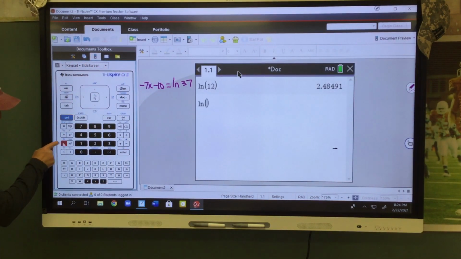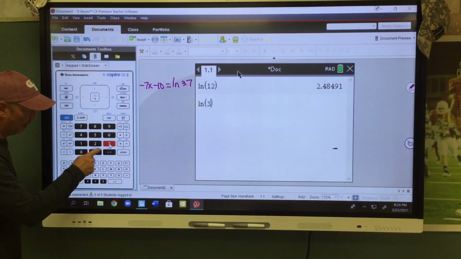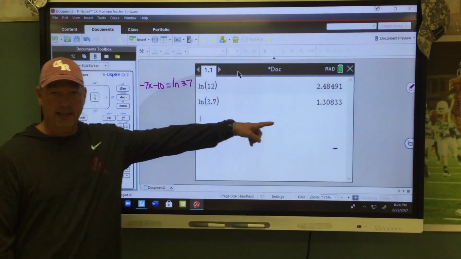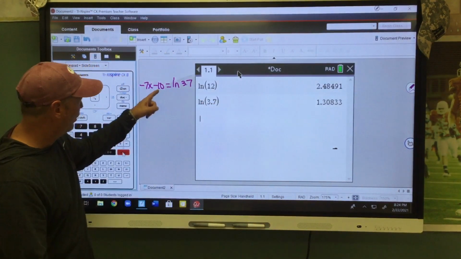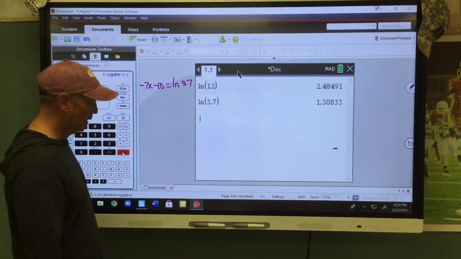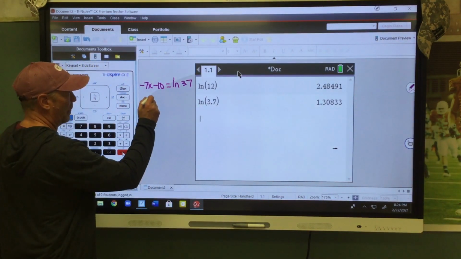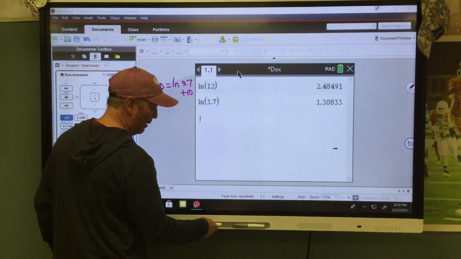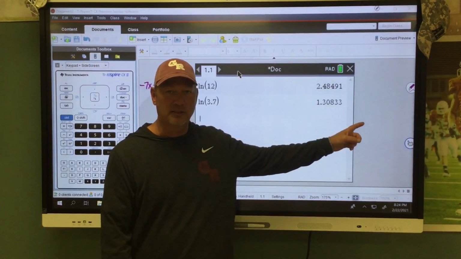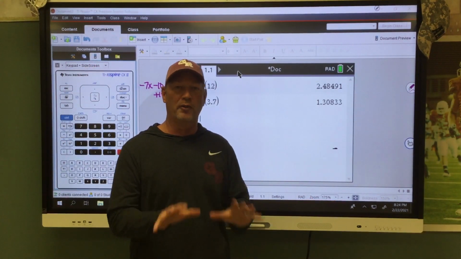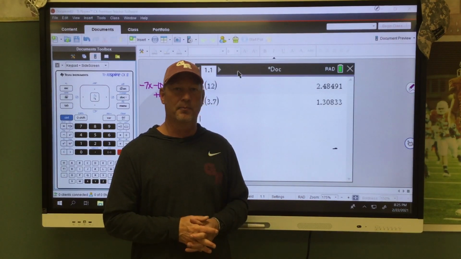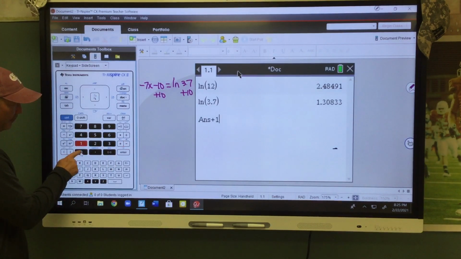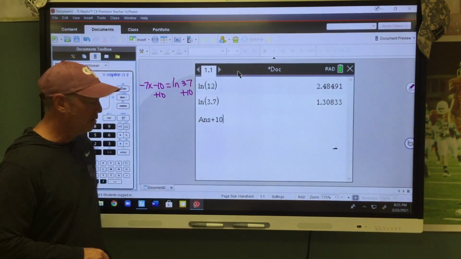So let's put this in the calculator. Control, natural log, 3.7, and we're going to hit enter. And that's what I get. But I want to solve for x. So to solve for x, I'm going to go plus 10. I am not going to round. I am not going to touch this number. I'm not going to round until the very end, the last step. Okay? So we're going to add 10 to that. We're taking our answer. We're adding 10 to it. We're going to hit enter.